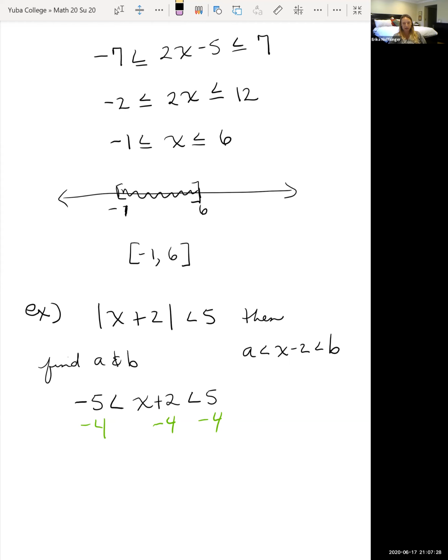So, right, 2 minus 4 would give us the -2. And so here, just simplifying each side, we have -5 minus 4, that gives us -9. So -9 is less than x. 2 minus 4 is -2, which is less than 1. And so we've manipulated what we wanted. And so now we can see that A then has to equal -9 and B has to equal 1.